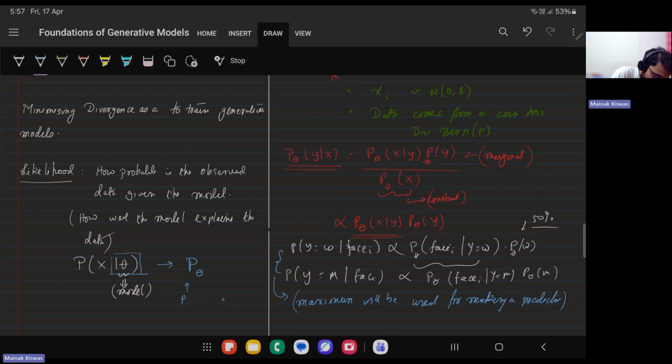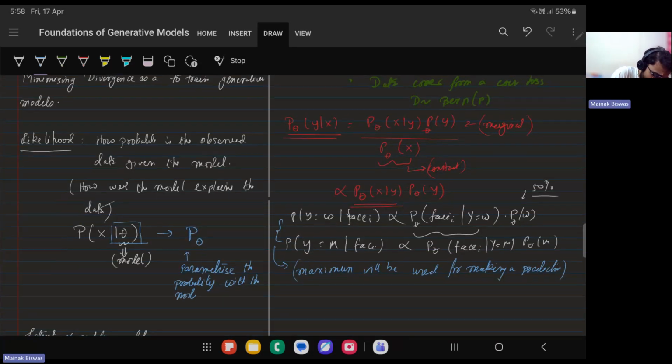So what I'll do is I'll parameterize the probabilities with theta, with the model. We have done this in the past, where we have predicted the probability P theta of y given x in terms of maximum likelihood estimation and things like that. So we'll be writing it this way.